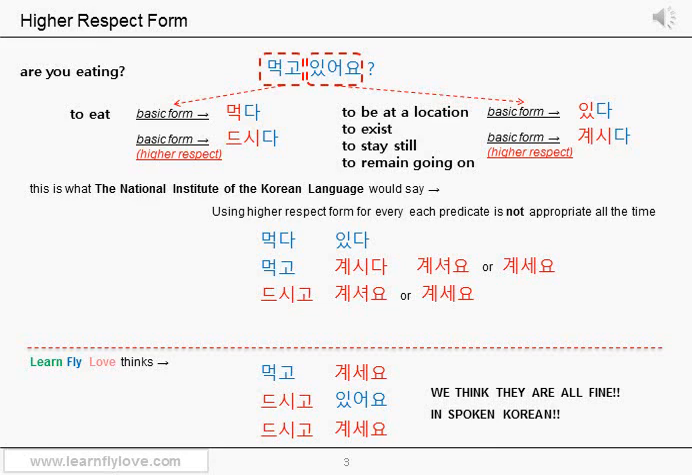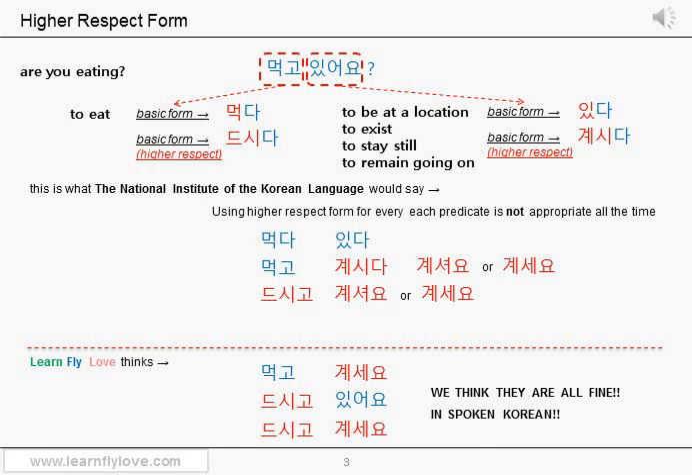Okay? Then what would the National Institute of the Korean Language say if you ask about making higher respect forms with the two predicates or more than two predicates combined at the end of the sentence? What they say is very confusing because they say there is no fixed rule for using higher respect form in Korean. But they say normally you turn only the last predicate into higher respect form because using higher respect form for every each predicate is not appropriate all the time. Which means, anyhow, it is okay to turn both of the predicates or every each predicate into higher respect form in some cases. Very confusing, isn't it?